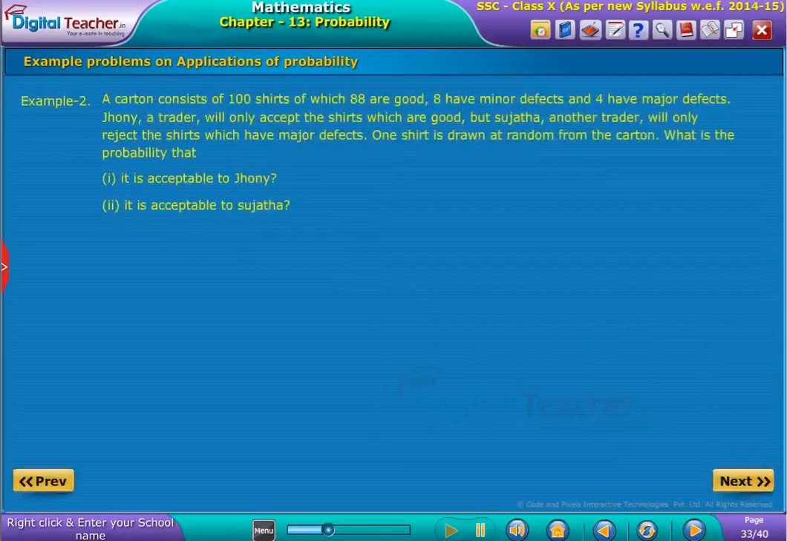Example: a carton consists of 100 shirts, of which 88 are good, 8 have minor defects, and 4 have major defects. Johnny, a trader, will only accept the shirts which are good, but Sujata, another trader, will only reject the shirts which have major defects. One shirt is drawn at random from the carton. What is the probability that 1. It is acceptable to Johnny. 2. It is acceptable to Sujata.